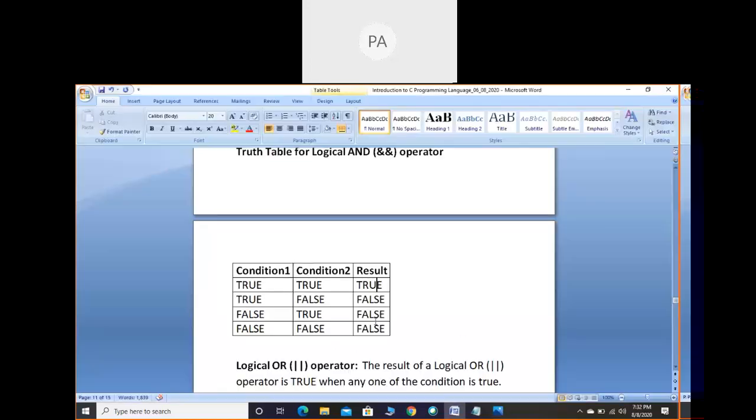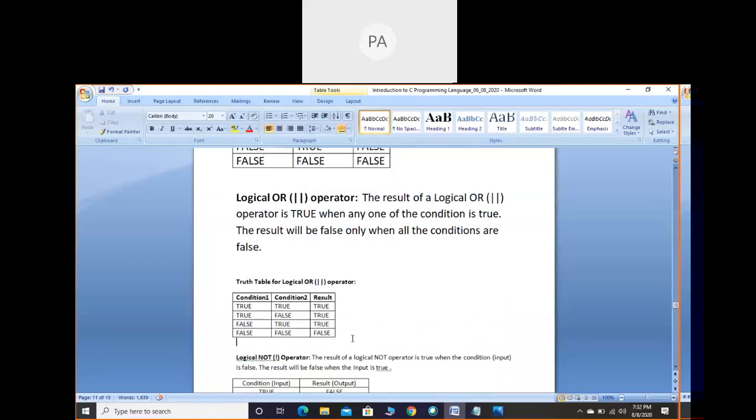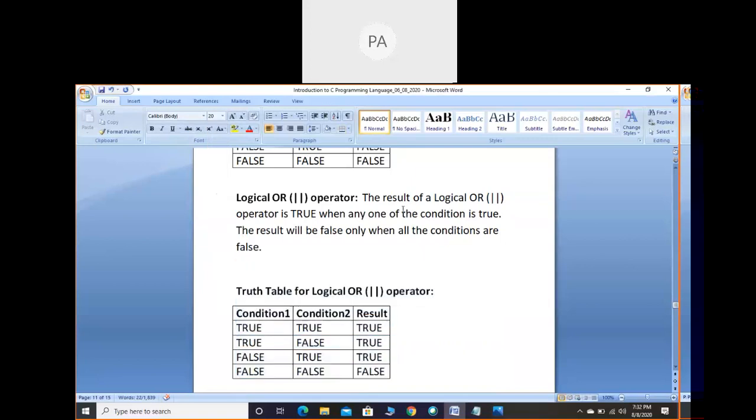I hope you people have understood this logical and operator. Then we will go for the logical or operator. See, in case of logical or, what happens? The result of a logical or operator is true when any one of the conditions is true.